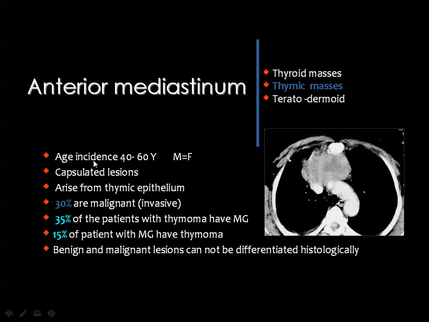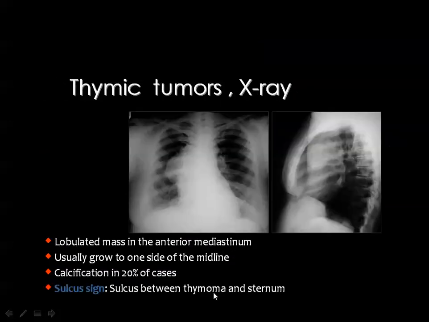And the thymoma is seen between the ages of 40 and 60 years of age, and with equal distribution between males and females. These lesions arise from the thymic epithelium, and we have 1/3 of these lesions showing malignant criteria with invasion of the adjacent mediastinal structures, and about 35% of patients with thymoma may have myasthenia gravis, and about 15% of patients with myasthenia gravis have thymoma detected on imaging. Then this is a very important criteria, is that you cannot discriminate between benign and invasive lesions of the thymus, even histologically. And we usually say the malignancy or the invasiveness of the lesion based on invasion of the adjacent structures.